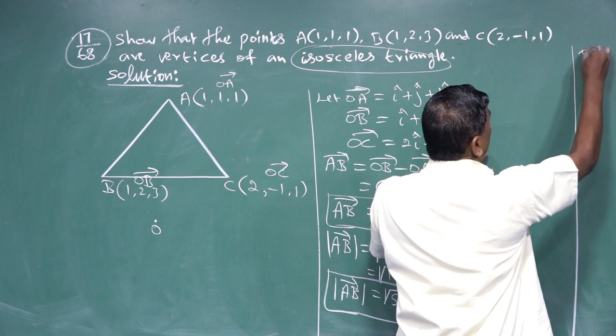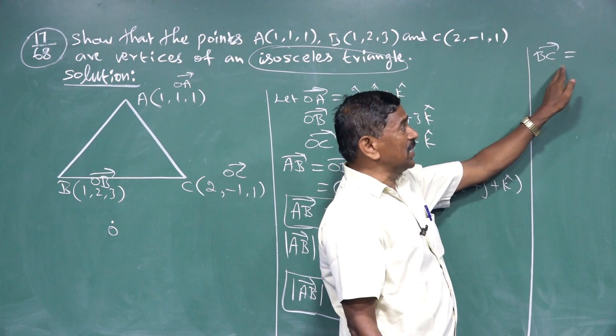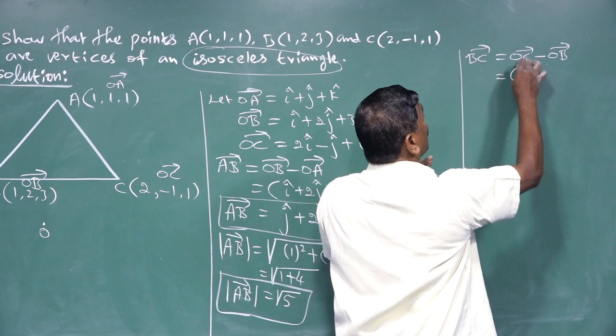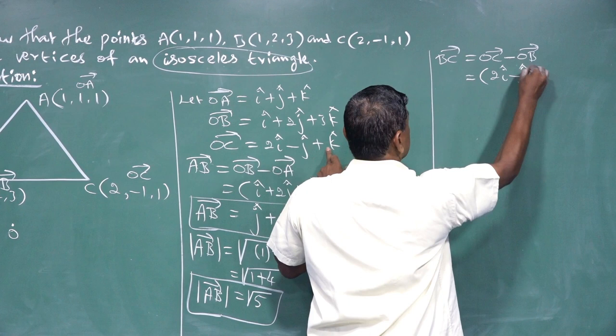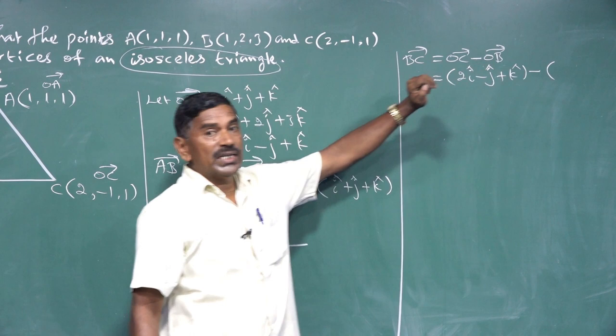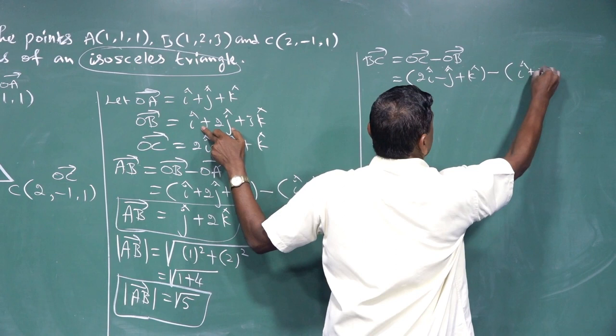Okay, BC vector is equal to? Yes, OC vector minus OB vector, second minus first. OC vector is equal to 2î - ĵ + k̂, minus OB vector. What is OB vector? Yes, OB vector is equal to î + ĵ + 3k̂.